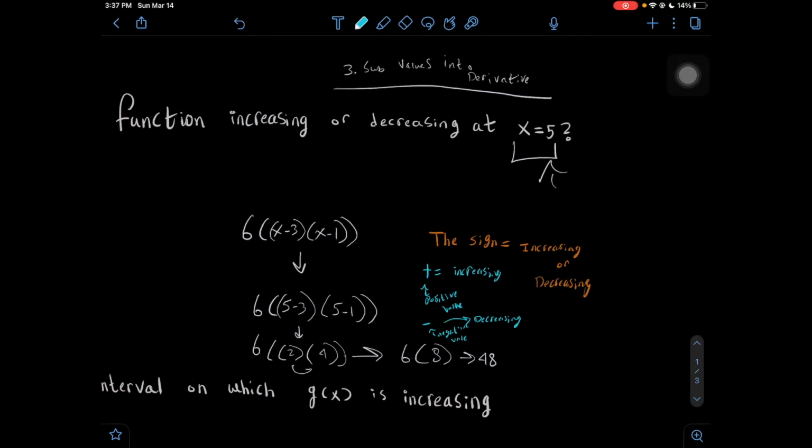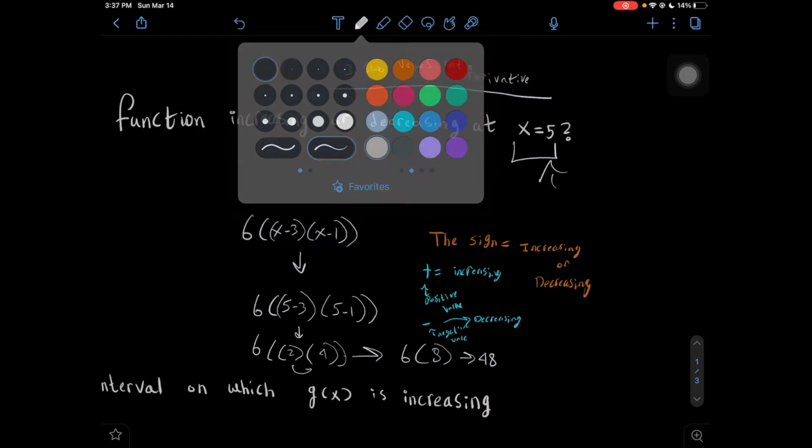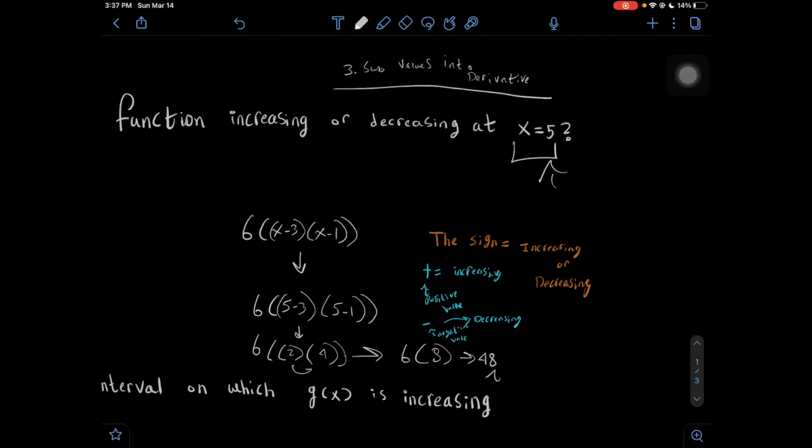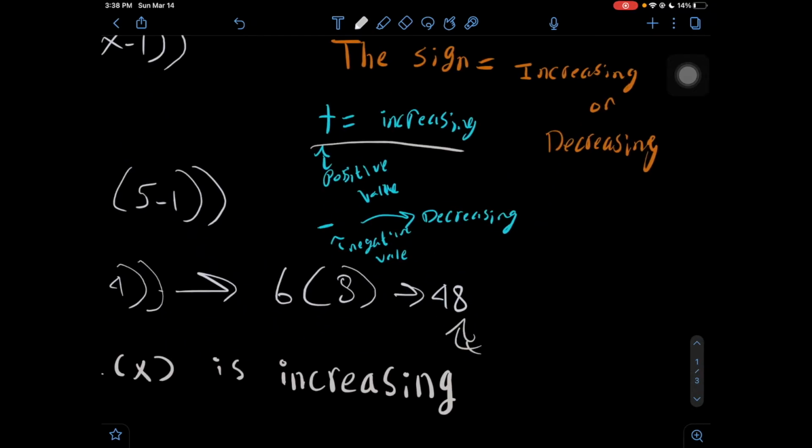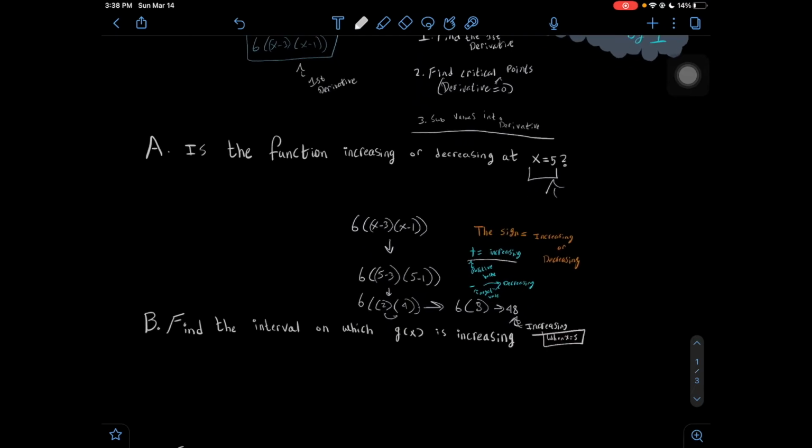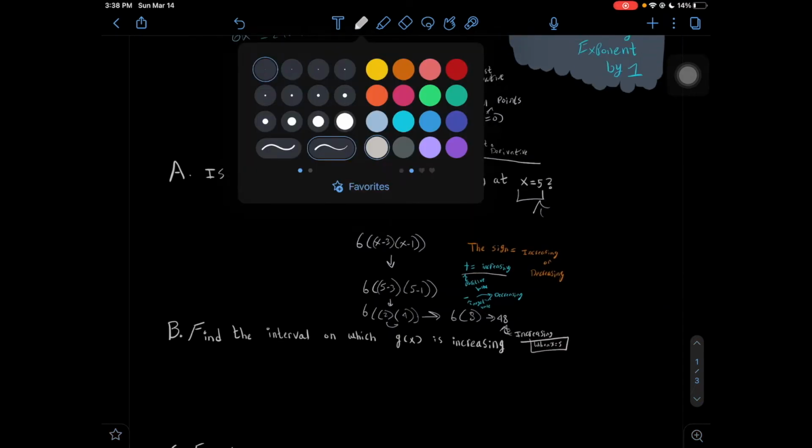Now we know that after substituting a value of 5 into our equation, we get 48. And we know this is a positive 48. We had no negatives. So this means that our function is increasing, as we said here. When you have a positive value, it's increasing. So we have 48, meaning our function is increasing when x equals 5. So our answer, let's write this in red.